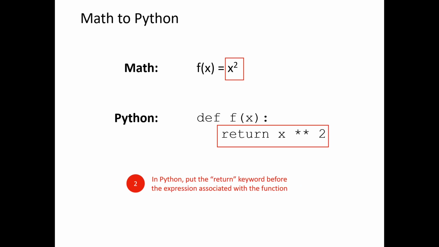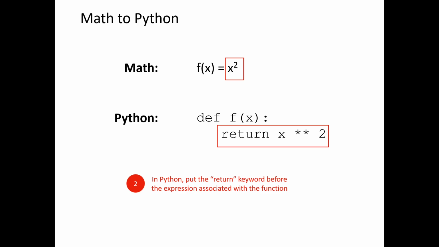All right, and then in math, we have the right-hand side. This is what's going to be evaluated and returned when we call this function. In Python, we actually need to explicitly state that this is what we're returning. We may have a function that does a bunch of other stuff.